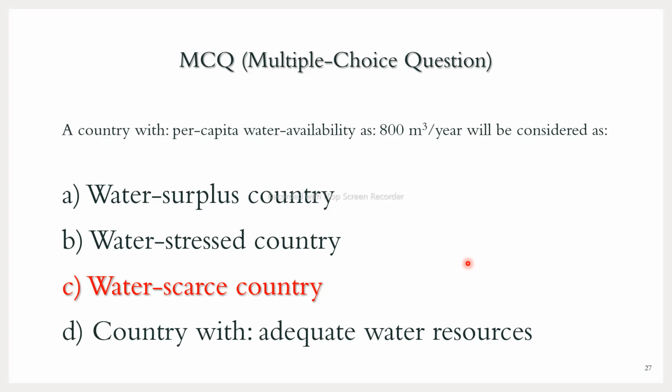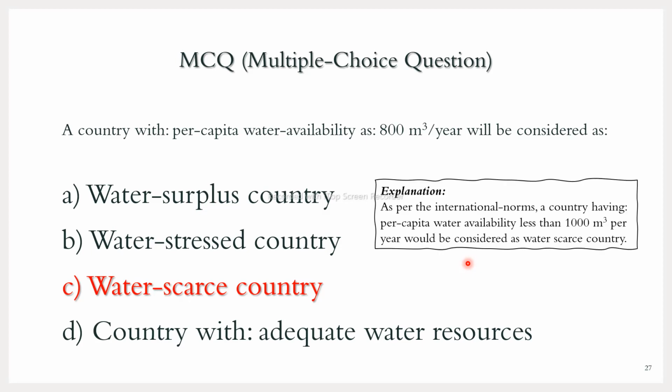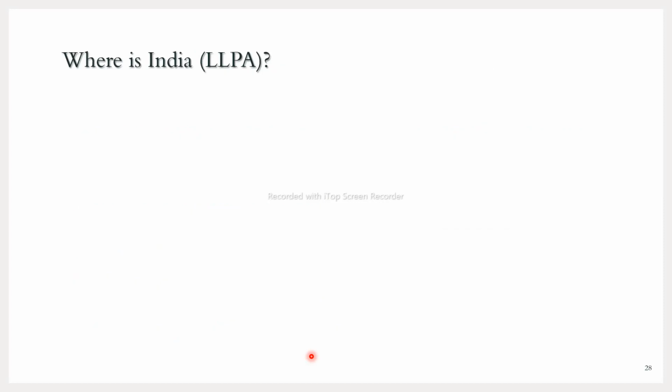Let's continue. As I told, by international norms, a country having per capita water availability less than 1000 meter cube per year would be considered a water scarce country. 1000 meter cube per year means 10 LLPA. So this country is a water scarce country. Where do we stand? Where is India in terms of LLPA, lakhs of liters per annum? Which range do you think is appropriate for India?